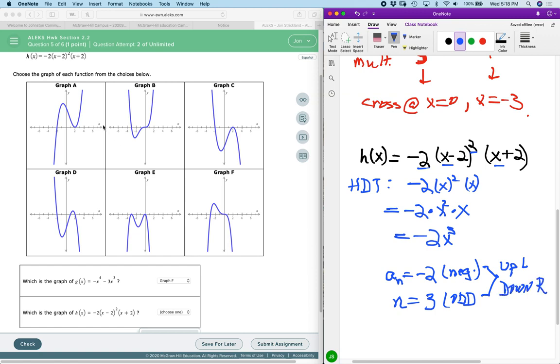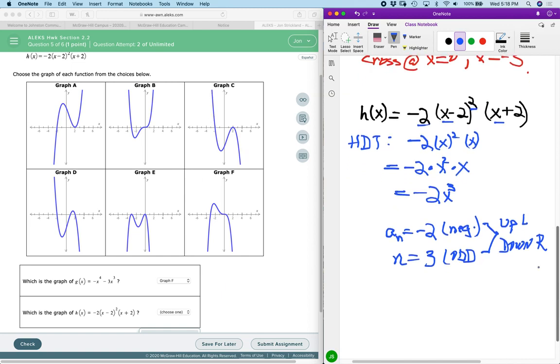So you have up to the left, down to the right. So A is not possible, B is not possible, C, however, is, D is also possible, and graphs E and F are not possible. So you have up to the left, down to the right. And in terms of which of C and D is going to be the one that defines or represents the function h of x.